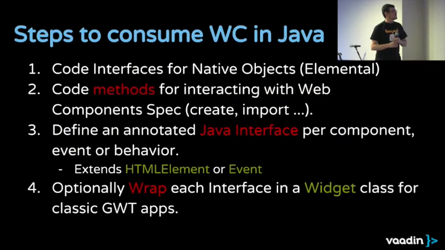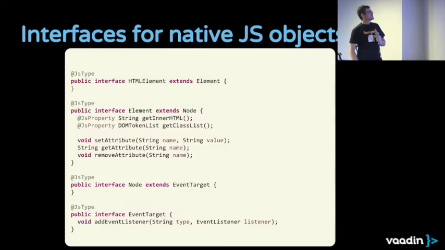How do we consume web components in Java? Basically what we have to do is create the interfaces for all the components in JS Interop. Sorry, in Elemental, okay? For instance, the window object, the HTML element, etc. Also, we need some utility methods. We have to define and annotate Java interfaces for each component, and optionally wrap each element in a widget if we want to use classic approaches in GWT.